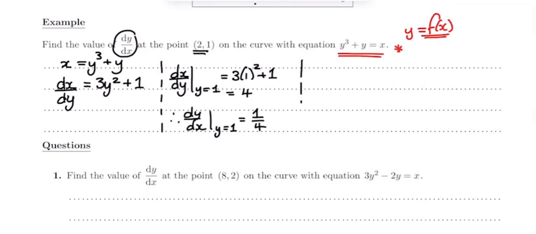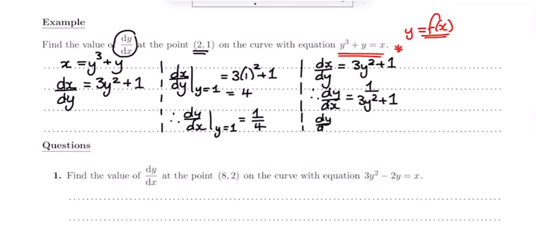There is another thing you could possibly do. You know that dx/dy equals 3y squared plus 1. Therefore, dy/dx equals 1 over 3y squared plus 1. And again, if you then work out the value of dy/dx when y equals 1, because the variable on the right hand side is y, put that in, you get a quarter. So you've got options there.